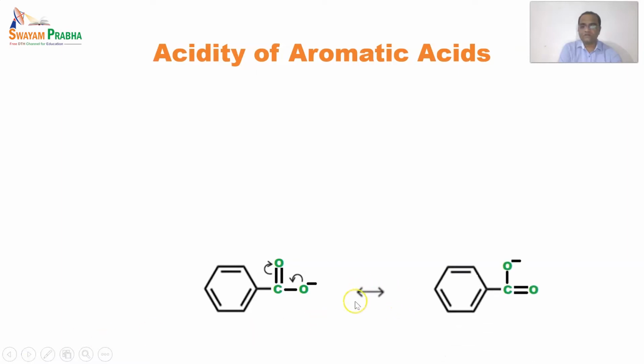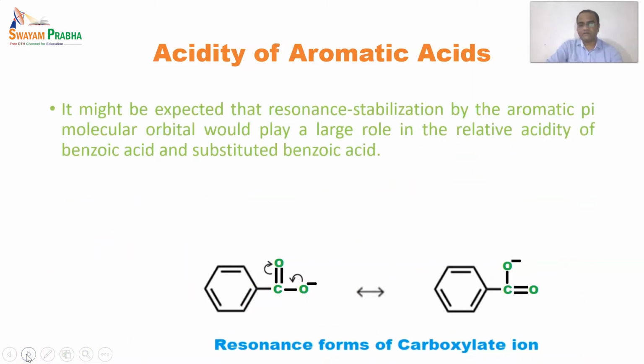In such a structure, the double-headed arrow indicates a resonance structure. Now you can see over here that electrons are being shifted towards the carbon, and as soon as that happens, the pi bond breaks and electrons are shifted onto the oxygen. So this is how the structure of a carboxylate ion looks. These are the two resonating structures of a carboxylate ion. It might be expected that resonance stabilization by the aromatic pi molecular orbital will play a large role in the relative acidity of benzoic acid and substituted benzoic acids.